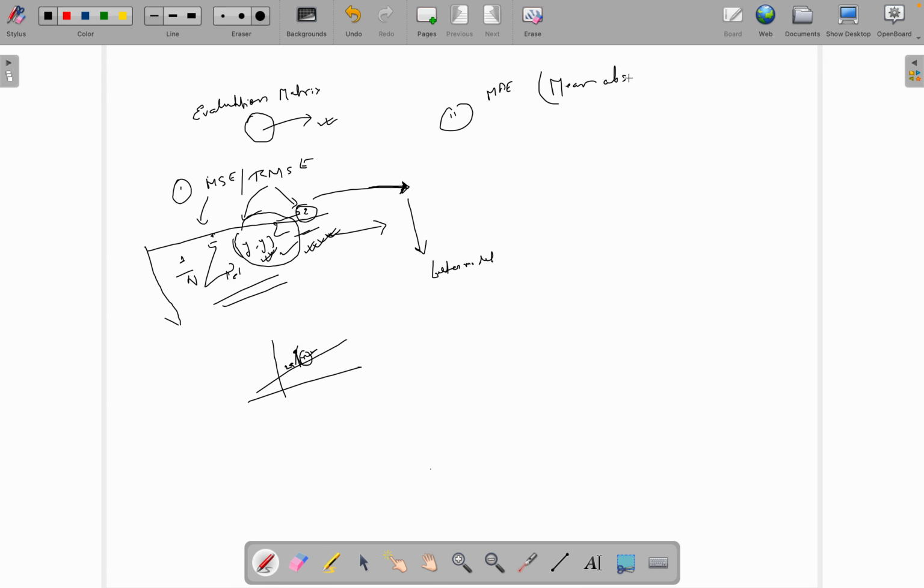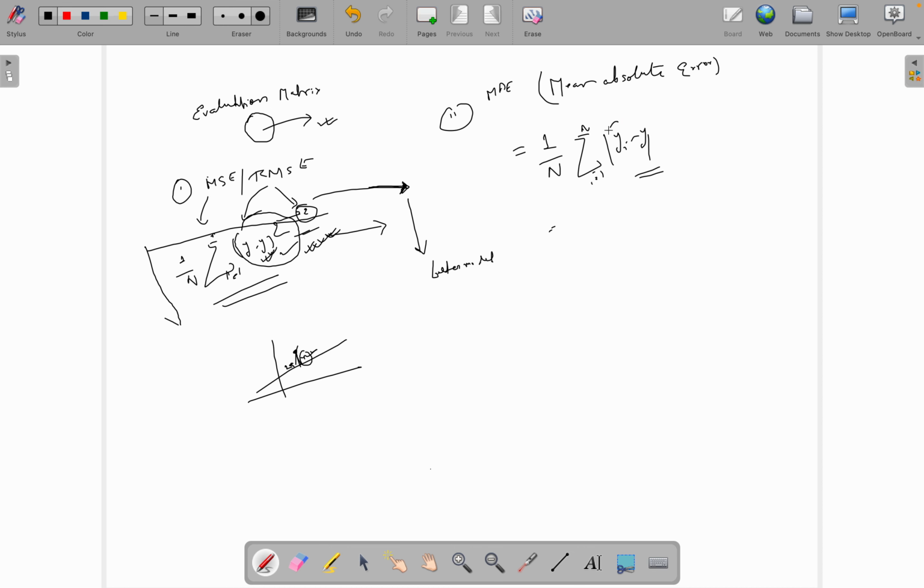Mean absolute error. Okay, so the formula is 1 by n, sum of i equals 1 to n, absolute value of y actual minus y predicted. So this is actually the direct representation of your error.